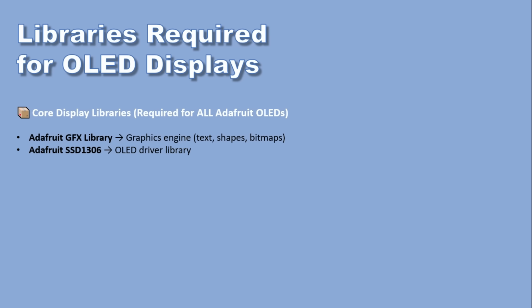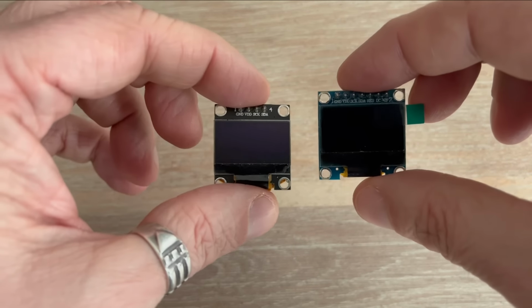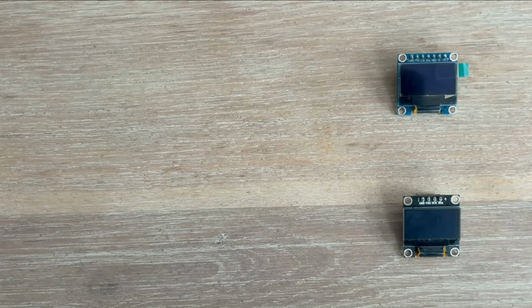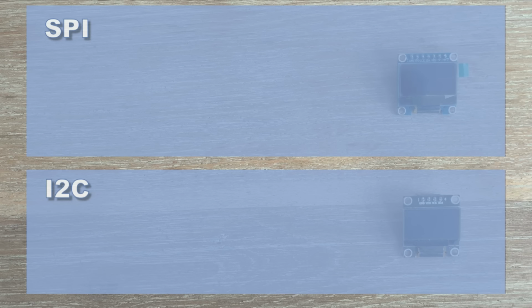To work with both types of displays, you will need these two libraries. In addition to the main display library, you will need the SPI library if you are using the SPI OLED, and if you are working with the I²C display, you will need the Wire library instead. The difference is not only in the wiring, but also in the way both displays are initialized in the code. Let's first take a look at SPI.